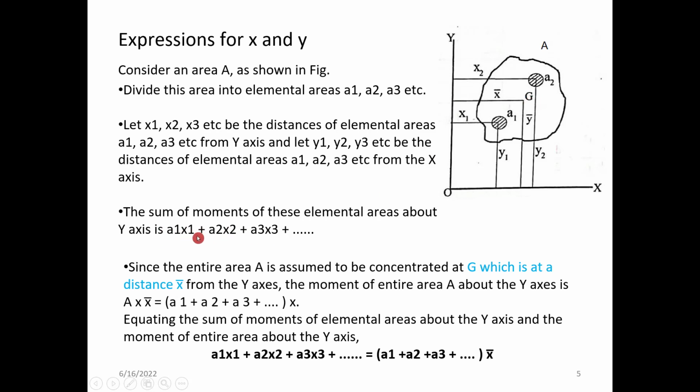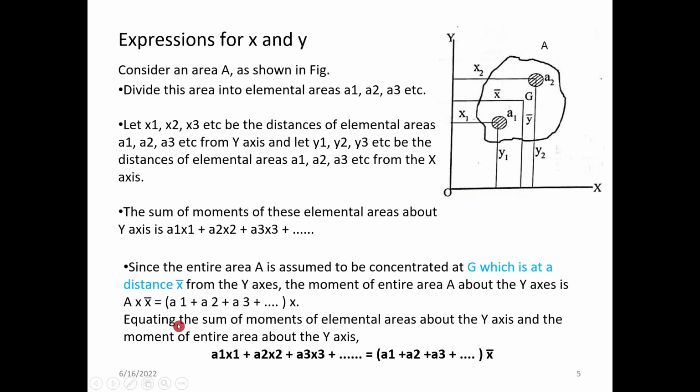This addition can be equated to the total area into the total centroid, like capital A into x bar. So we are equating this addition with the total value. Total area A into x bar is equal to (A1 plus A2 plus A3) all into x bar.